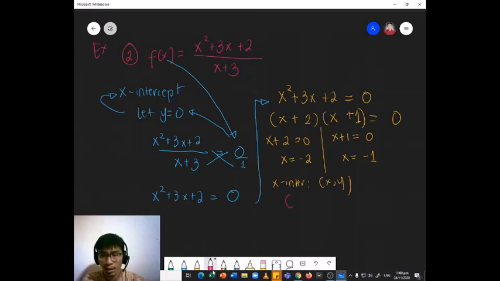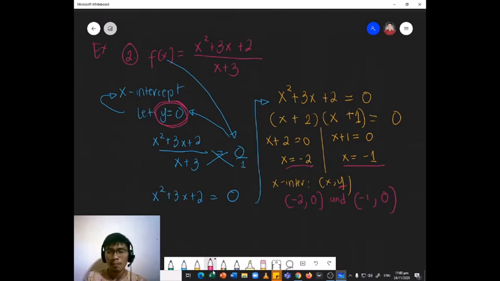So how are we going to name it? This one first, what is the value of your x here? That is negative 2. What is the value of y? We let y be equal to 0, so that is negative 2 and 0. And what is the other one? What is the value of x? That is negative 1. Again, what is the value of y? We let y here be equal to 0, so that is negative 1 and 0. Therefore, your x-intercepts are negative 2 and 0 and negative 1 and 0. That's how you do it.